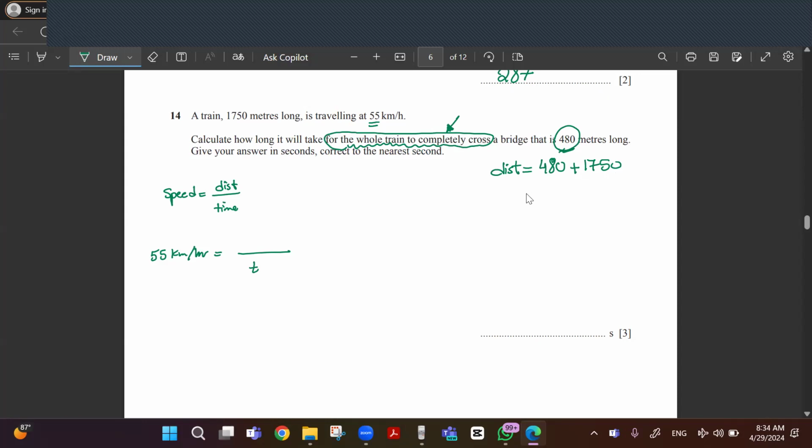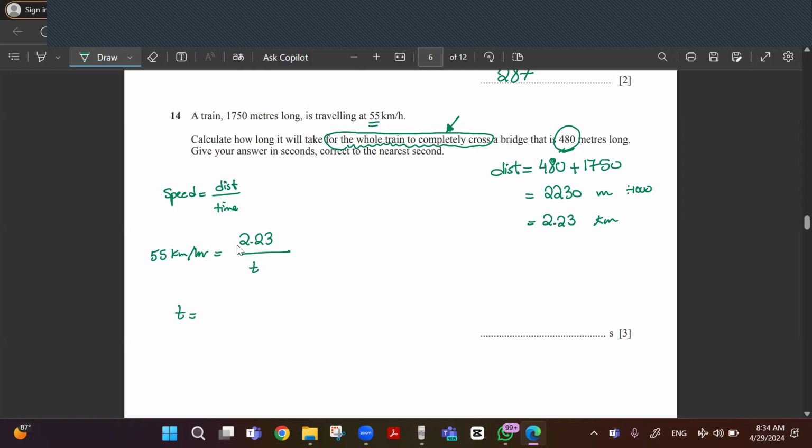Okay, so if we add both, 480 plus 1,750, it will be 2,230 meters. But here I am taking the speed in kilometers, so I have to divide it by 1,000, it will be what? 2.23 kilometers. So I will write here what? 2.23 kilometers. From here, how to get the time?